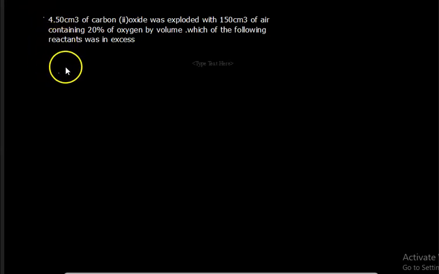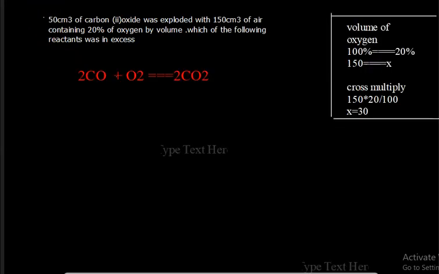We first of all write out our reacting particles, which is CO, carbon monoxide, and oxygen. So this is our balanced equation for the reaction of CO and oxygen to give us CO2. You should take note that you have to balance the equation no matter what in the question. So we have 2 moles of CO and 1 mole of oxygen giving 2 moles of carbon dioxide.